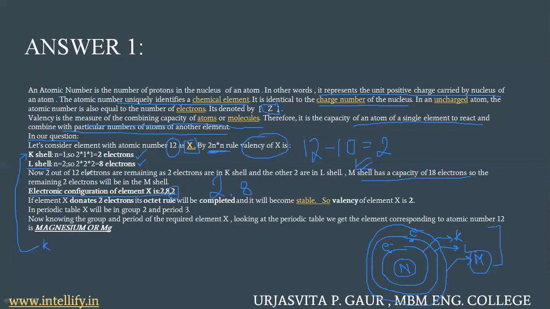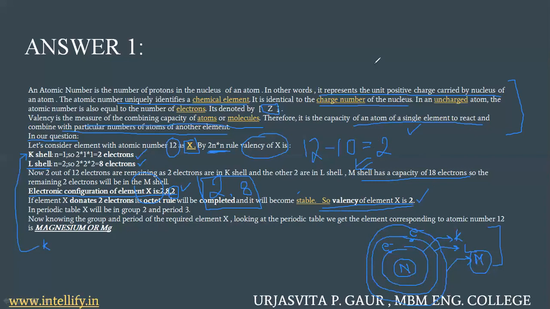Now, I want you to go back to the definition of valency, wherein we talk that valency is nothing but the combining capacity of atoms and molecules. And by combining with other elements, it is able to achieve a stable state. So if it loses these two electrons to some element, it is going to achieve this stable noble gas configuration, and hence the combining capacity of this element X comes out to be 2. That is, the valency of this element comes out to be 2. And with this, we conclude the first part of the question.